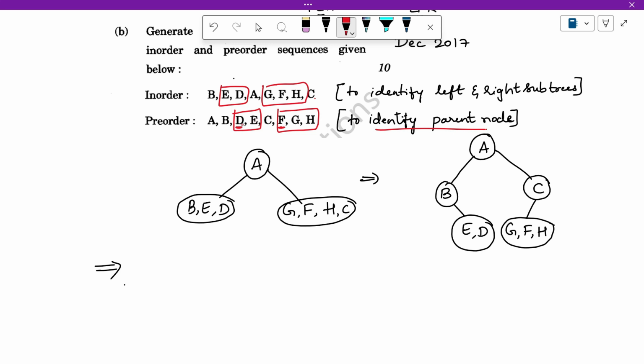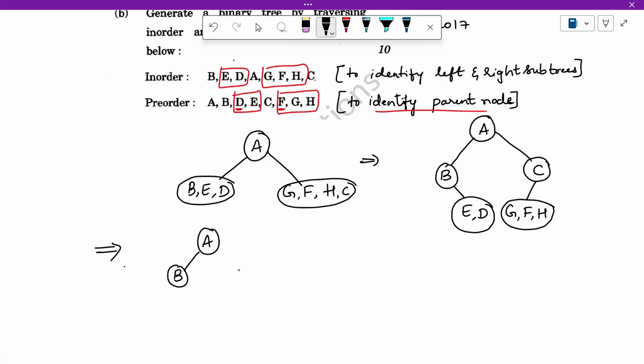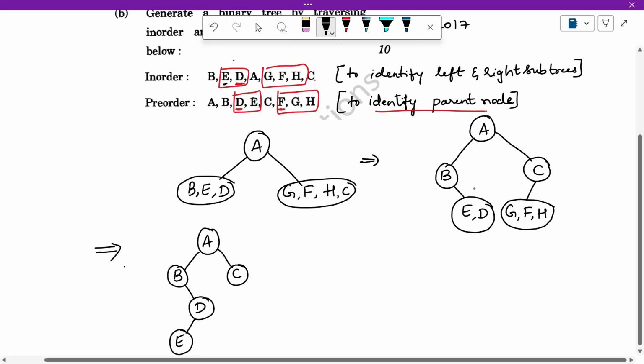Now in this D and E, D is a parent node. So let me write that. A, left child is B, right child is C. And here B doesn't have a left child node. It is only the right side, and the right side parent is D. And for this D, now look at in-order. D is here. E is a child node. If E comes to the left of D in in-order, it is a left child. If it comes to the right side, it is a right child. Now here E comes to the left, isn't it? Therefore, E is the left child of D. Done. So this left side is done.